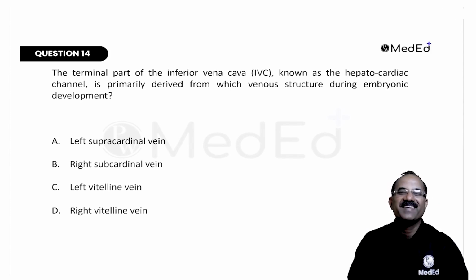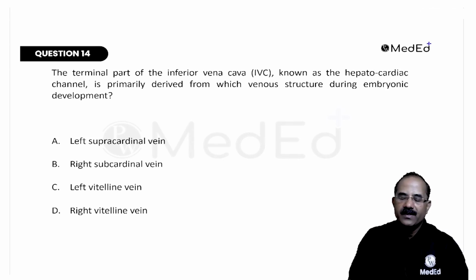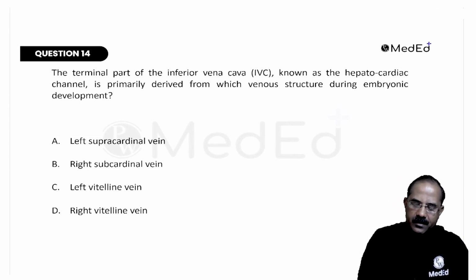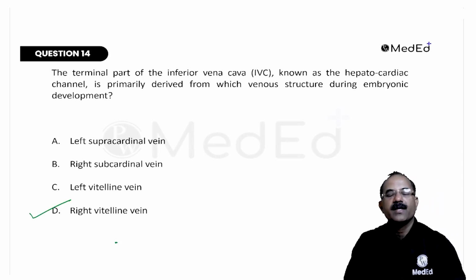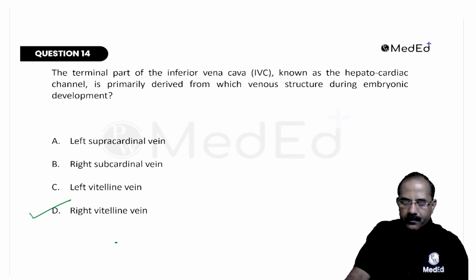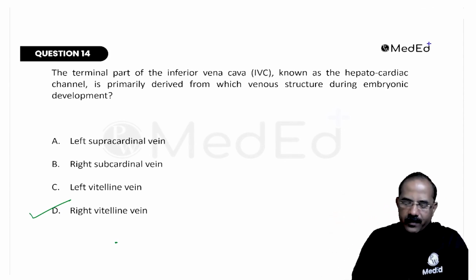Anyone? Difficult hai ye. The terminal part of IVC, also known as hepatocardiac channel, is derived from which venous structure during embryonic development? It is the right vitelline vein. I'll tell you this. Thoda sa difficult hai ye.